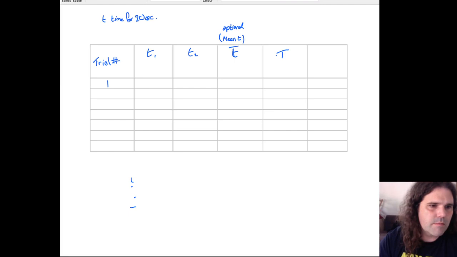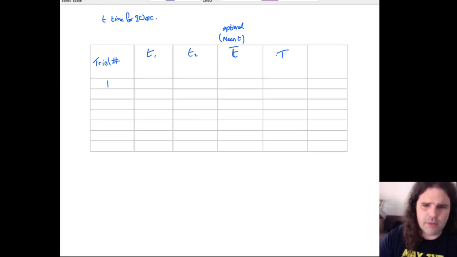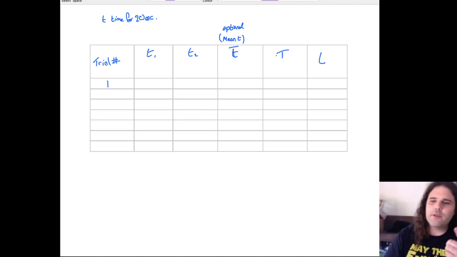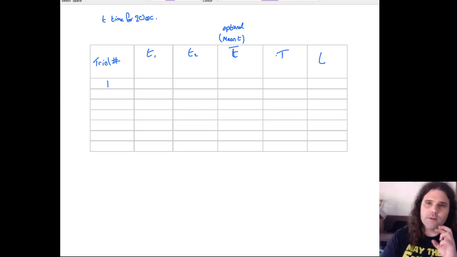I'm going to put length here. Okay, so I've got the quantities in, so that's the first thing. The second thing, I want some units, and the third thing, I want some errors.